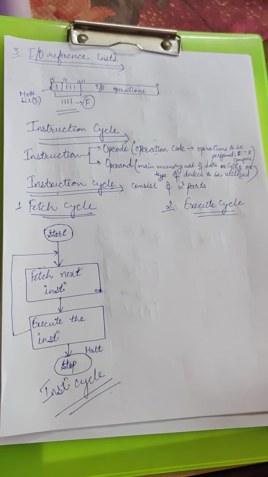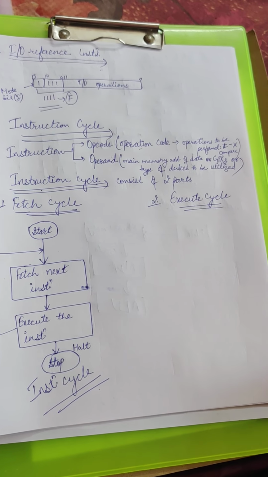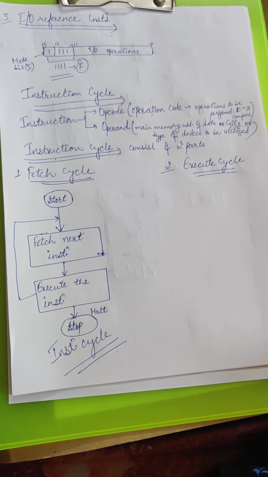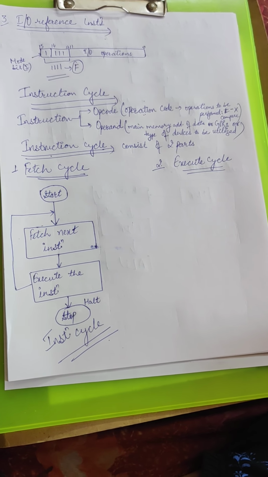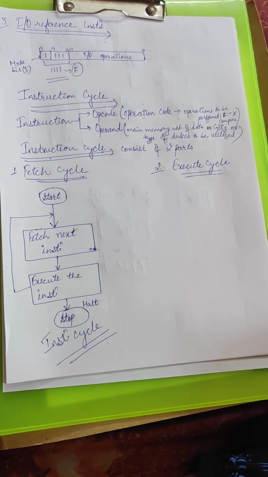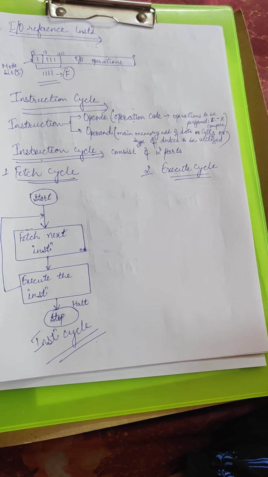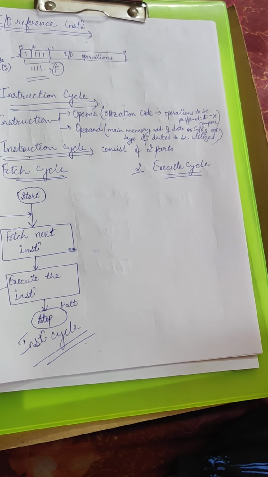Okay, these are the basic types of instructions used by the computer. And our next topic is the instruction cycle. Instruction cycle means that we have to execute instructions in the computer.